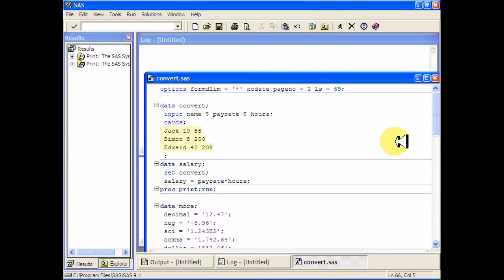Let's look at automatic conversion of character variables to numeric variables in SAS. I'm starting out with a data set that has pay rate stored as a character variable. Watch that: these 10s, 8s, and 40s are not stored as numeric variables, but as character variables. I'm going to use that pay rate and try to multiply it by the hours to get the people's salary.